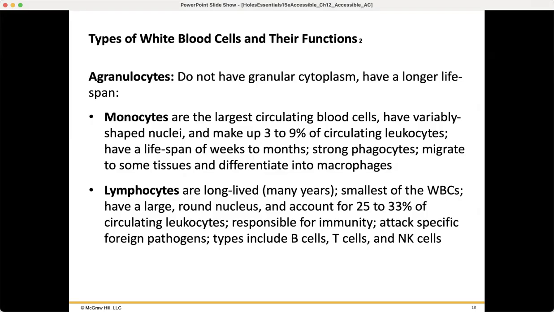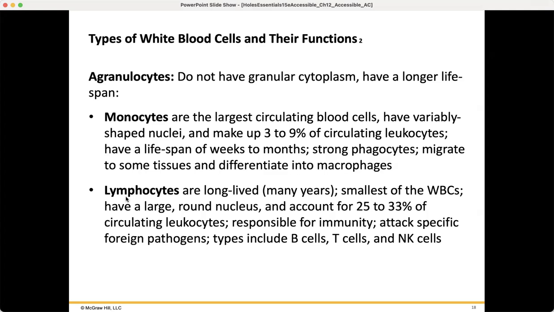But one of the things that monocytes like to do is migrate to tissues, okay? And that migration, where we leave the bloodstream and go into tissues, is called diapedesis. So these guys like to do diapedesis. And when they go into tissue, they actually become a cell called a macrophage, where they just do phagocytosis and try to get rid of whatever is in the tissue that shouldn't be there.